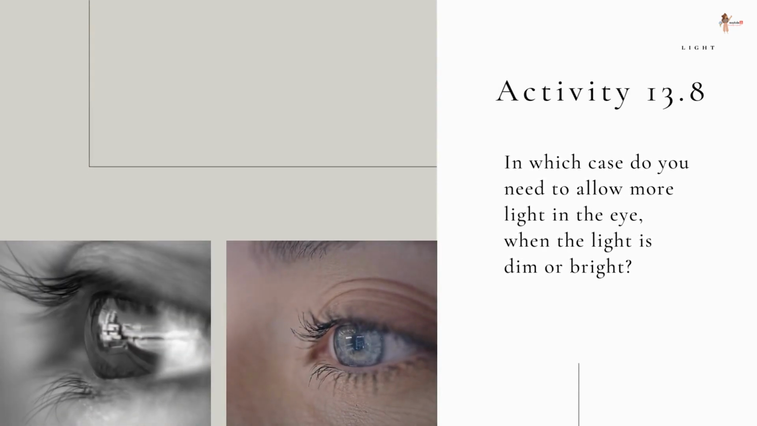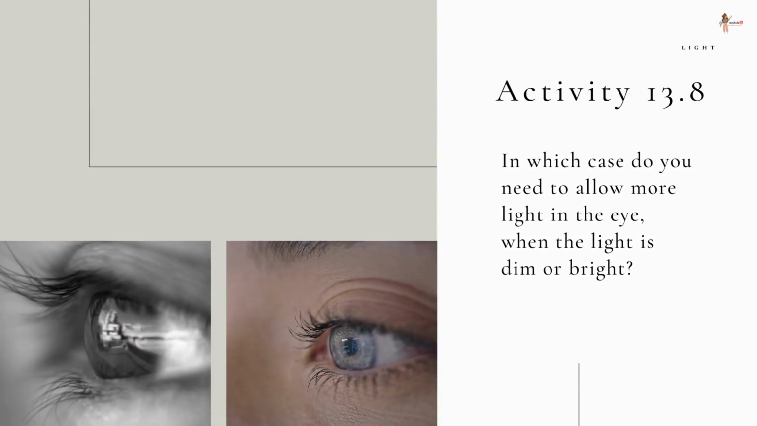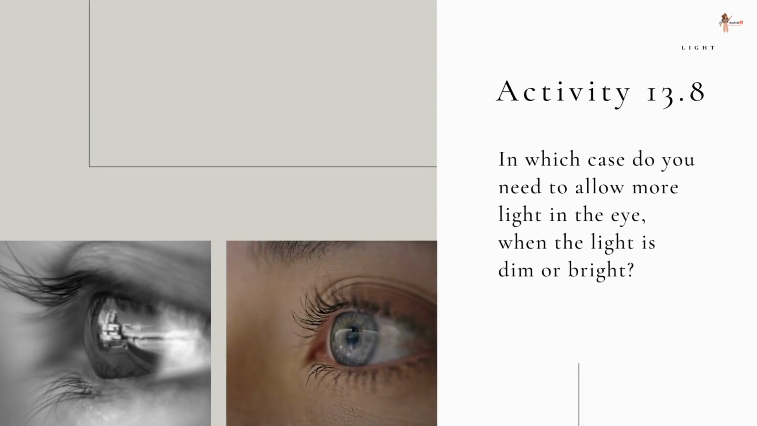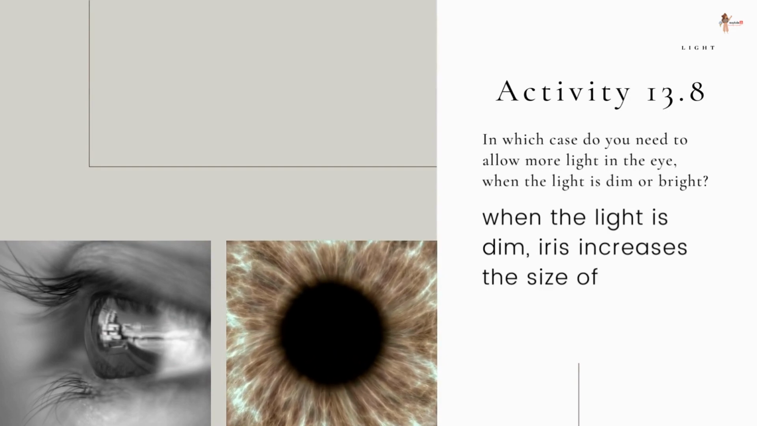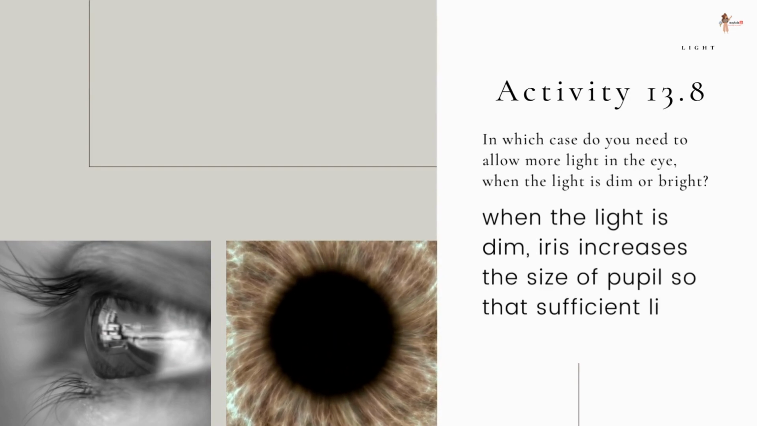In which case do you need to allow more light in the eye? When the light is dim or bright? Of course, when the light is dim, and hence the iris increases the size of the pupil so that sufficient light enters into the eye.